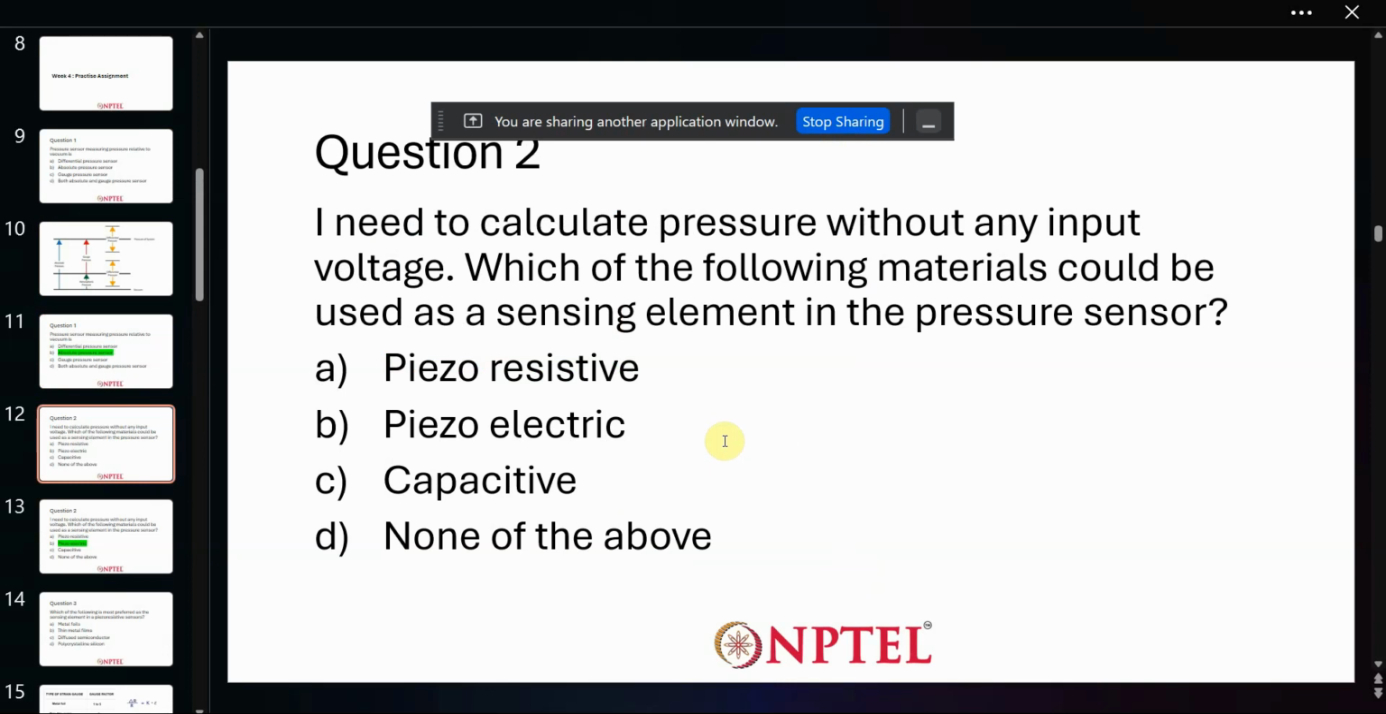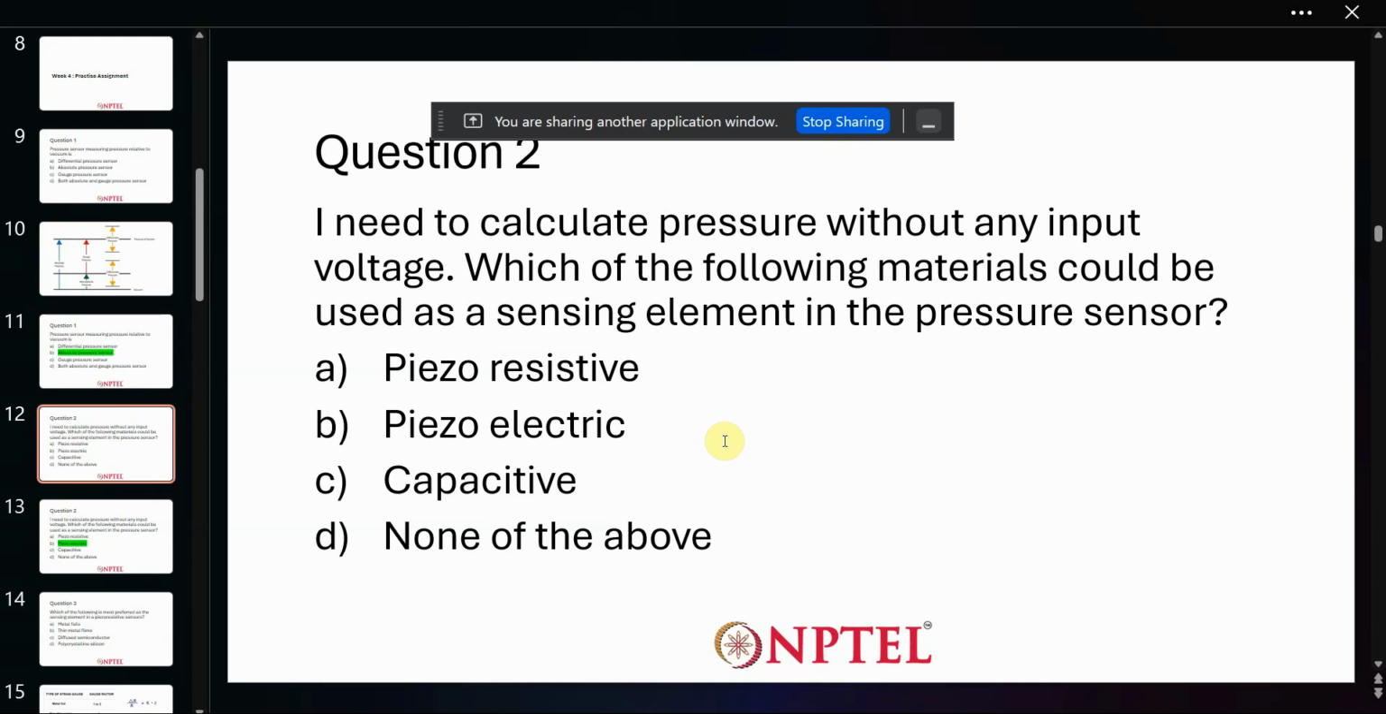In the second question, it wants to calculate the pressure without any input voltage. Which sensing element can be used for this kind of application? Whether it will be a piezoresistive sensing element, piezoelectric, capacitive, or none of the above. For capacitance to work, you always need one plate connected to a positive terminal and one plate connected to a negative terminal. So the input voltage criteria will never be fulfilled.